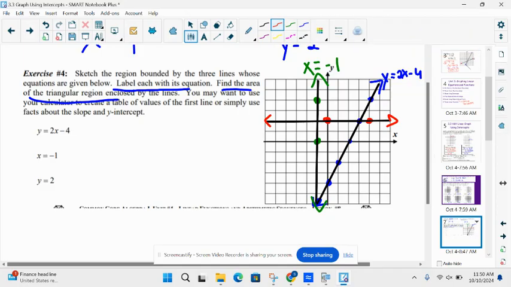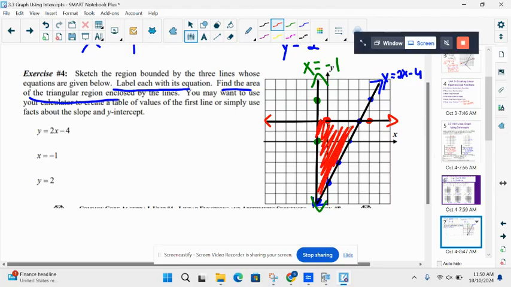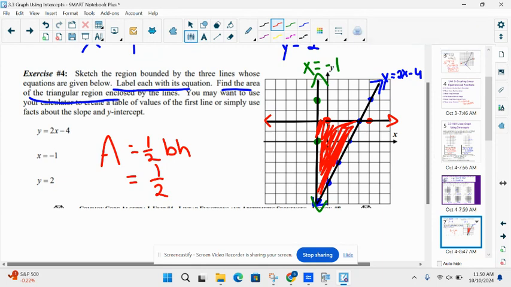Alrighty, next we're going to shade the region that's bound by these 3 lines. It should be a triangle. Wait, don't flip your page over yet. Did you find the area? And then we're going to find the area. So area of a triangle is 1/2 base times height. So what's the base and the height? Abby?